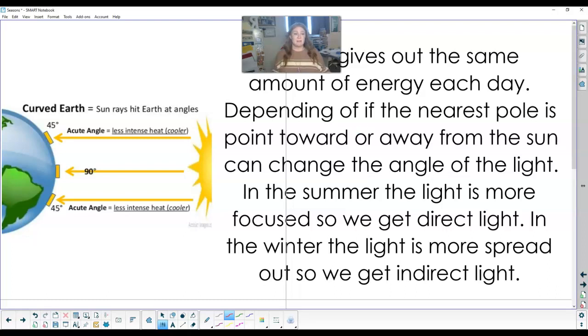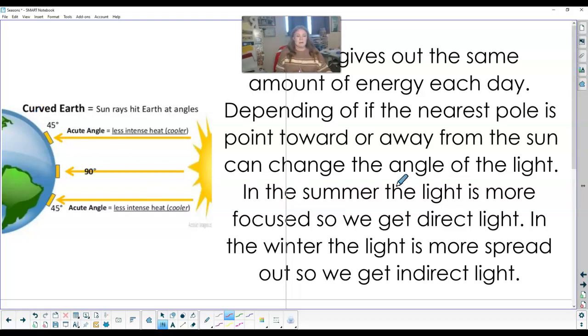So the sun gives out the same amount of energy every day. It's giving the same amount. Depending on if the nearest pole is pointed toward the sun or away from the sun, it can change the angle of the light. So, right, if it's coming straight at it, that's going to be 90 degrees. And we can see different parts of it, though, right, are going to get more in the middle, and then it has to spread out.